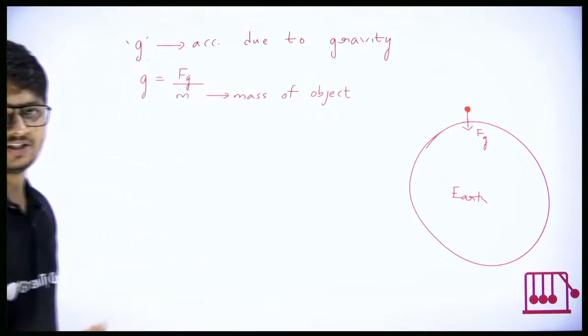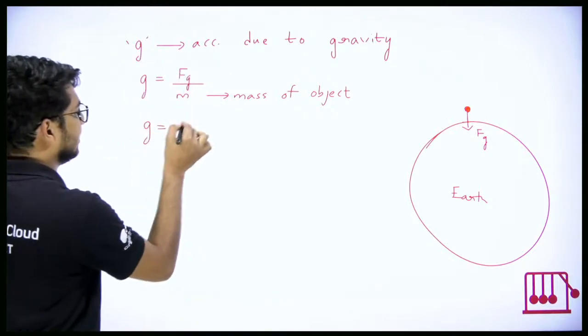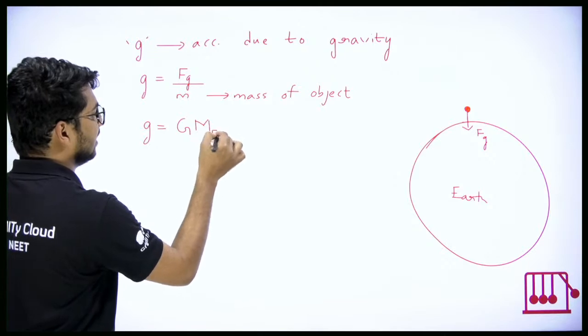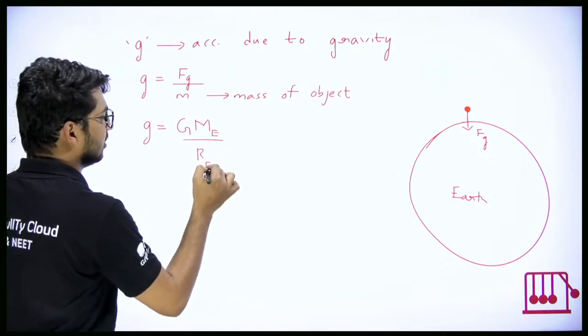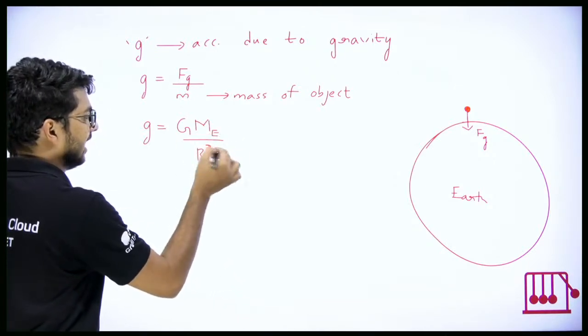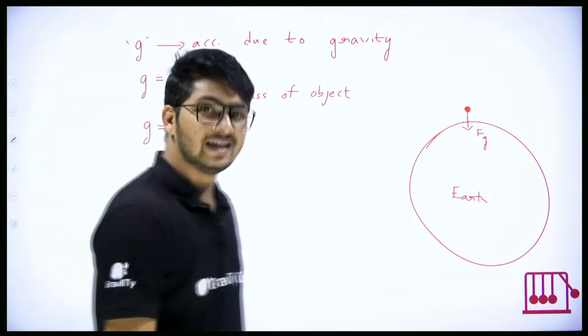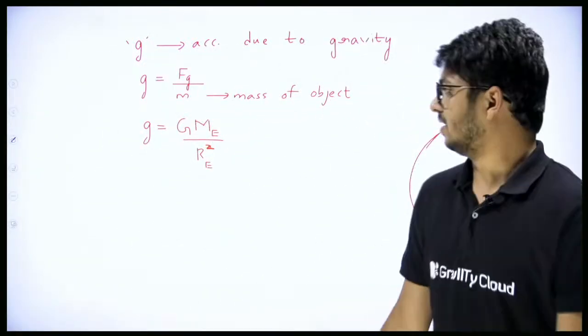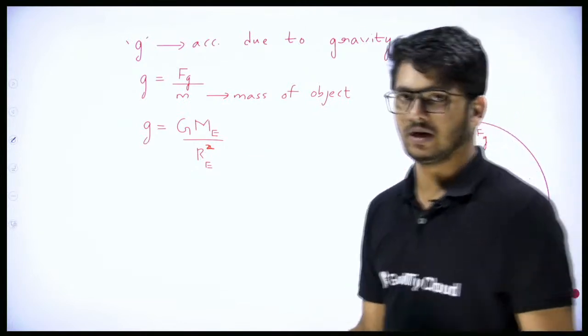So we have done the derivation and we got a formula: g is equal to capital G Me upon Re square. What is Me? Me is the mass of Earth. Re is the radius of Earth. Right, and small g is the acceleration due to gravity.